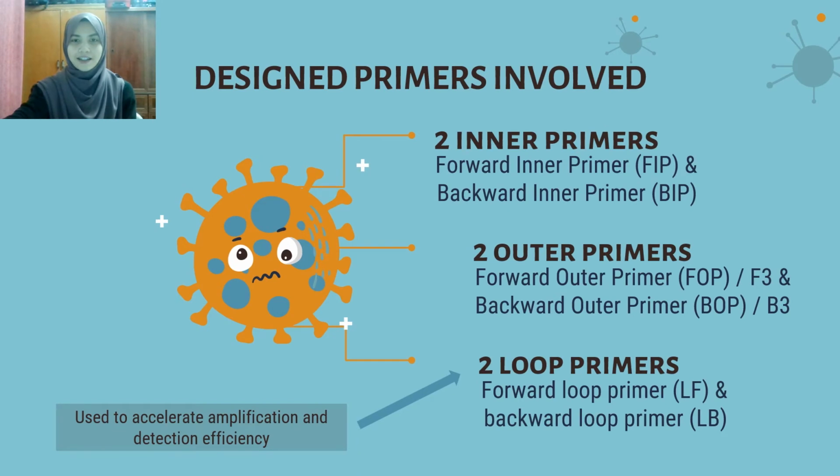As mentioned earlier, LAMP assay involves 6 types of primer. They include 2 inner primers, which are the forward inner primer and backward inner primer. The other 2 are the outer primers, which are the forward outer primer and backward outer primer. The additional primers that are involved are the two loop primers, which are the forward loop primer and backward loop primer. The function of the two loop primers in the LAMP assay is to accelerate amplification and detection efficiency.